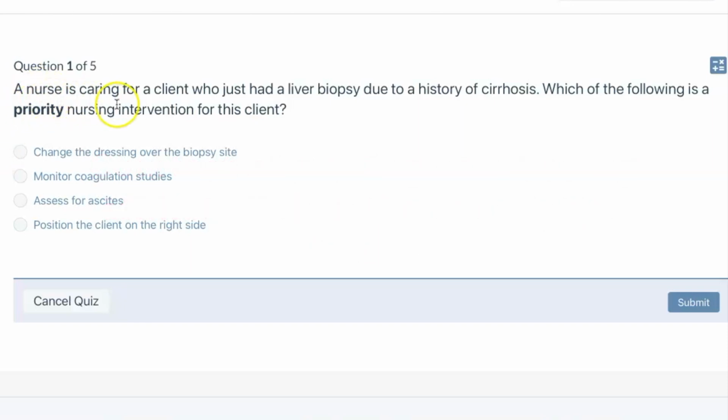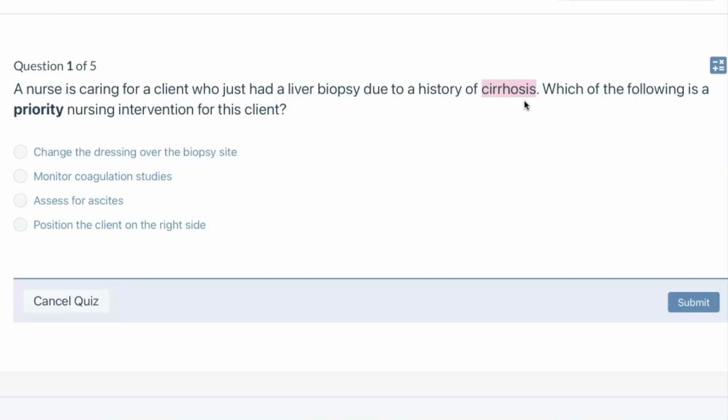Let's start. A nurse is caring for a client who just had a liver biopsy due to a history of cirrhosis. Which of the following is a priority nursing intervention for this client? So this person just had a liver biopsy. If they have a history of cirrhosis, remember that the liver creates clotting factors. We're worried about bleeding with this patient.